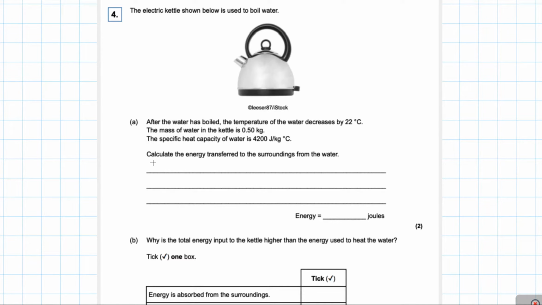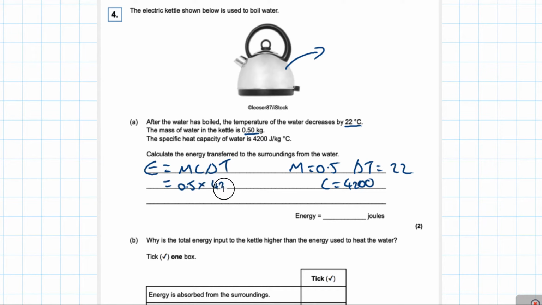For this equation, we're going to use E equals mc delta T. The mass is equal to 0.5 because it tells us the mass of the water. We know that delta T is equal to 22 because it's a change in temperature. As it's talking about the energy transfer to the surroundings from the water, the temperature in the water has decreased, so that means that energy has gone into the surroundings. So we can keep this as a positive one. And then finally, c is equal to 4,200. So plugging in our answers, we get 0.5 times 4,200 times 22, which is equal to 46,200 joules.